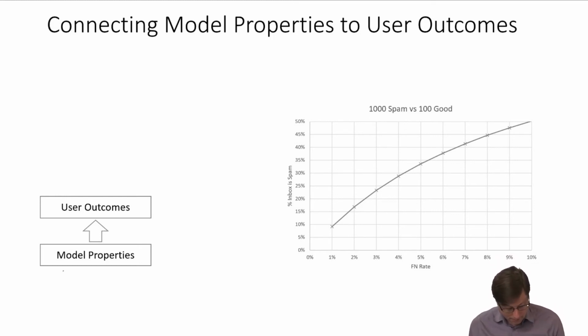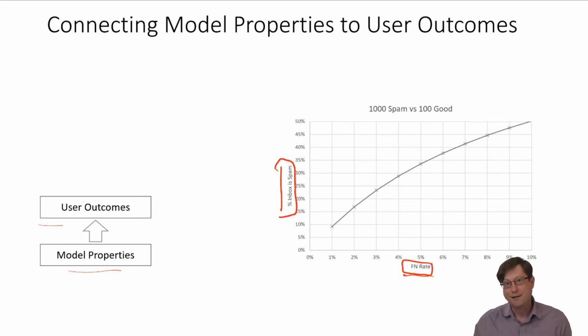So to connect model properties to user outcomes, you could do this plot and plot, well, what if we achieved various false negative rates? Now let's go look at some of our users, and how they're using the system and figure out, well, how much good mail do they get? How much spam is sent to them on a regular basis? And then we can plot this relationship between the model properties and something that we might want to consider as a user outcome that we'd want to target and optimize and say, hey, as an organization, let's rally around this as the outcome we're trying to achieve.